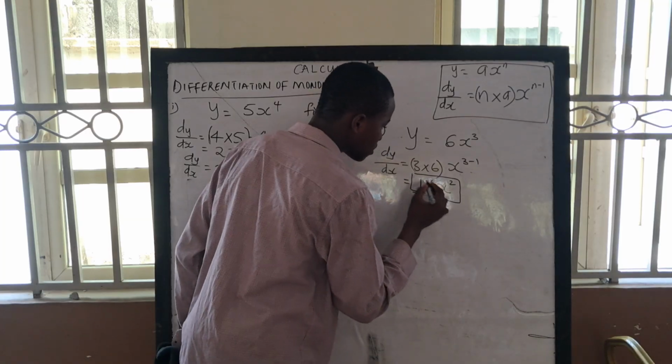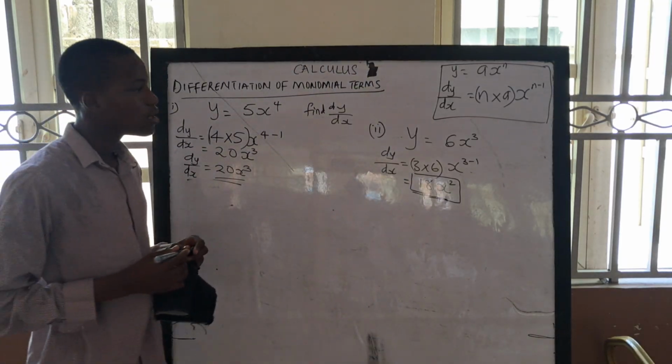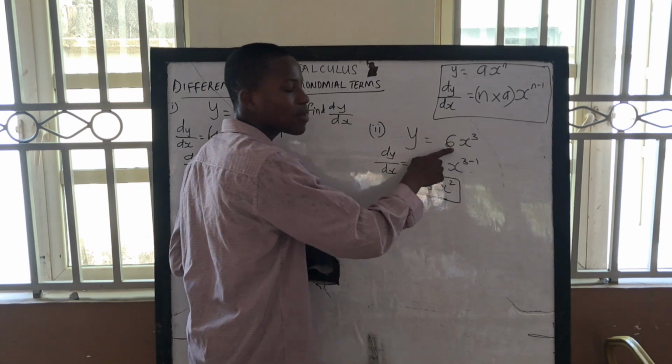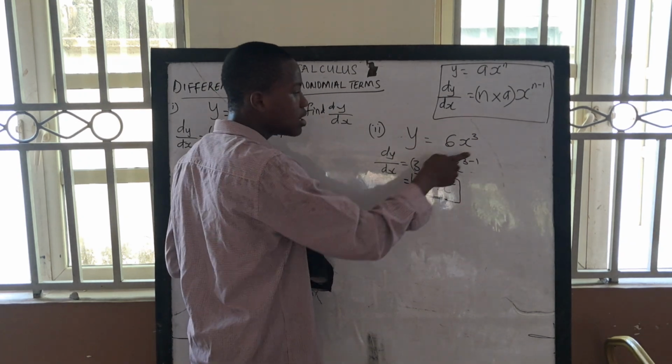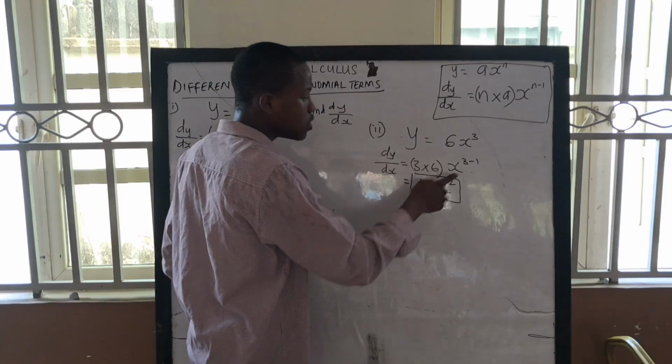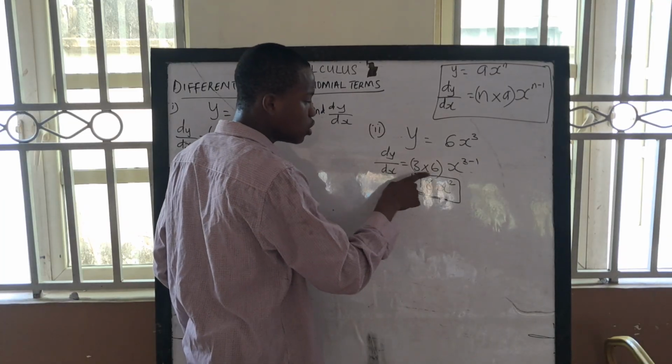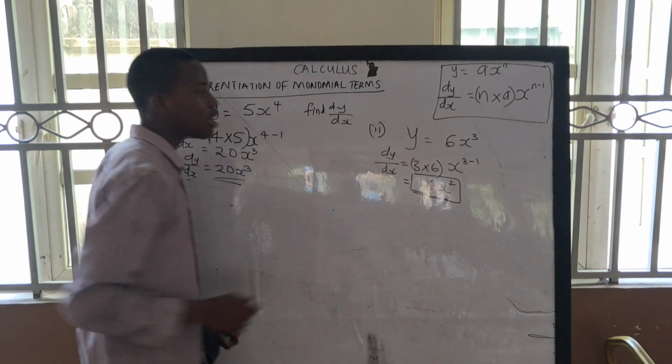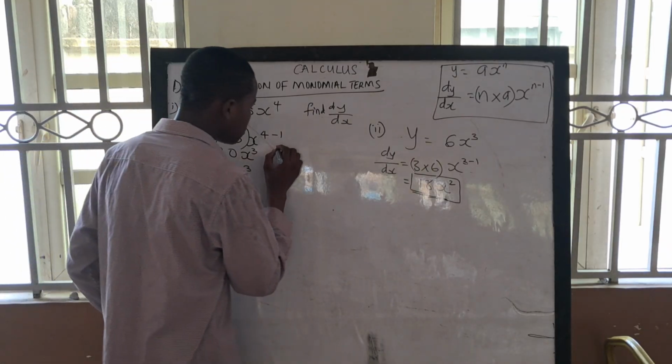The power is 3. I use the power to multiply the coefficient of the variable, that's 3 times 6. Then I subtract 1 from the power, 3 minus 1, which is 2. 3 times 6 is 18. So 18x squared. Let's solve another question.